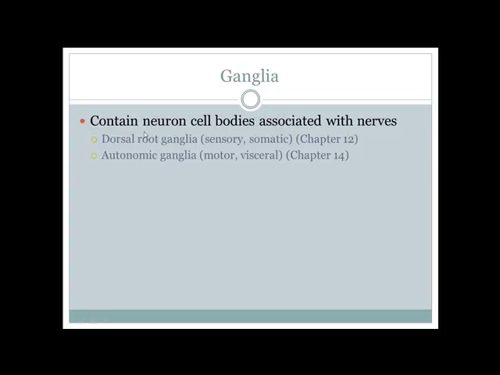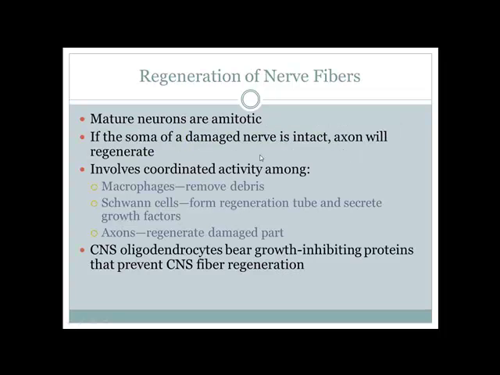Okay, so first one, we're going to have these ganglia. All right, we talked about them in chapter 12. We'll talk about them in 14 also. With your ganglia, there's dorsal root ganglia. All right, these are going to be sensory and somatic. And then we're going to have autonomic ganglia, which will be motor and visceral.